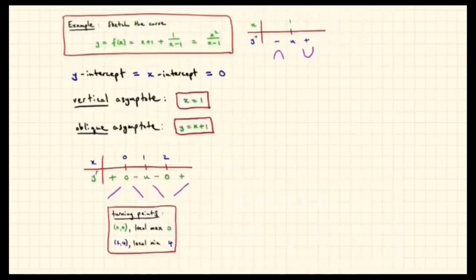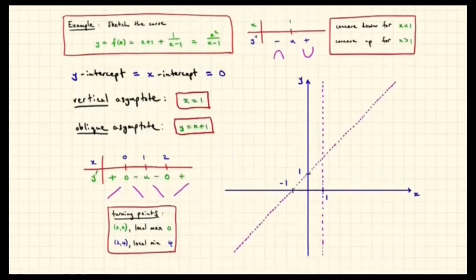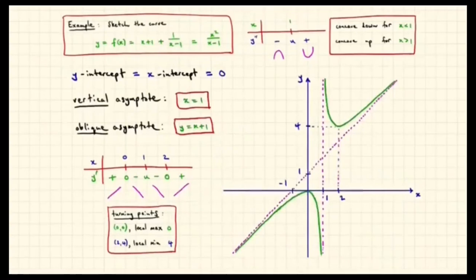Putting this information together, drawing the axes and the asymptotes and so on, we get the curve in two branches. Where the first branch, concave down, achieving a local maximum corresponding to the origin, and the second branch, concave up, achieving a local minimum corresponding to the point (2, 4).